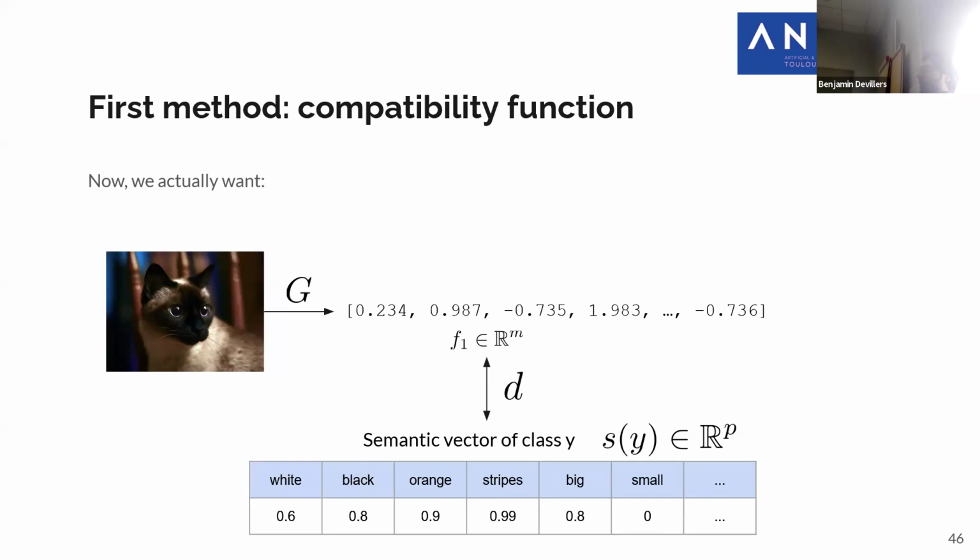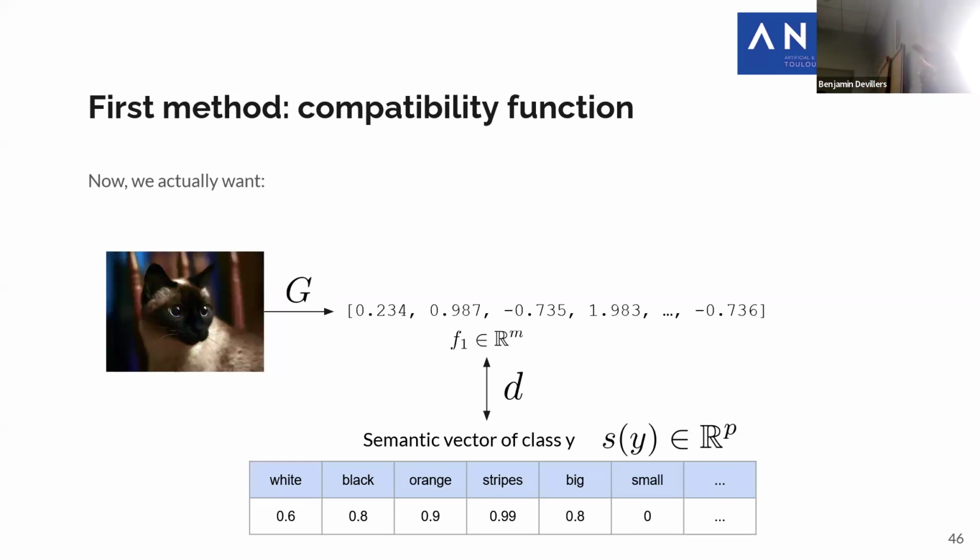This is what we're going to use to classify our new classes. Because if we have learned how to do this for our seen classes, the hope is that we've extracted general enough information about how to transfer one image to a semantic vector. So understanding what white is, what black is, what big is, basically.